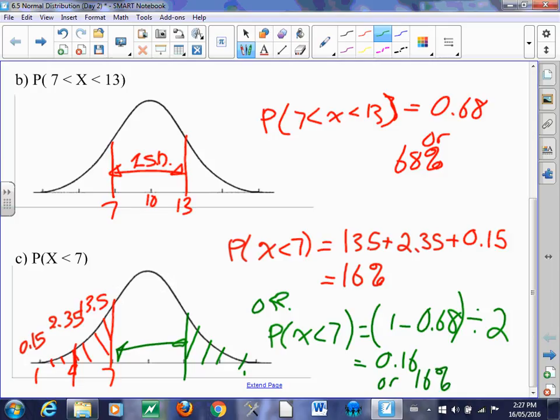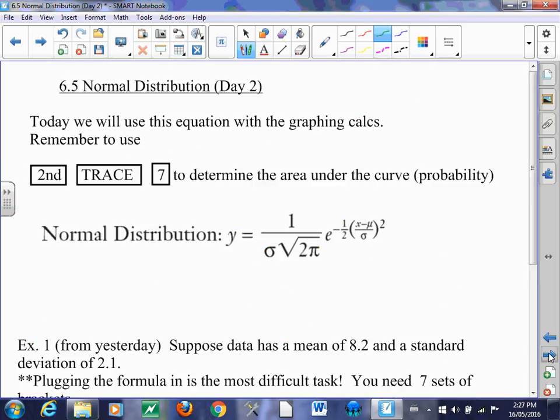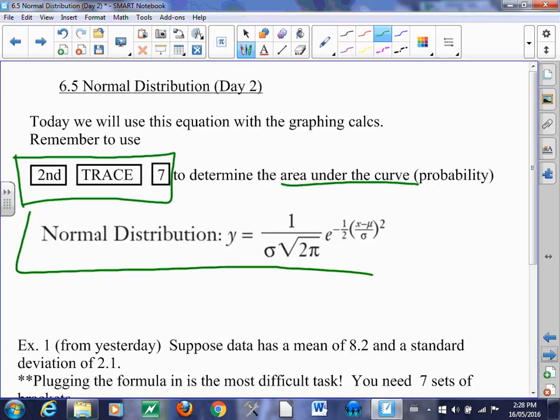All right, so now we're going to use the formula and a bit of the graphing calculator today to help us. So today we will use the equation and the graphing calculators. So remember the buttons we're going to use in the calc menu. Second, trace, and 7 to determine the area under the curve, which is the probability. Here is your normal distribution curve that we touched base on last day. Remember, you need to know the standard deviation and you need to know the mean.